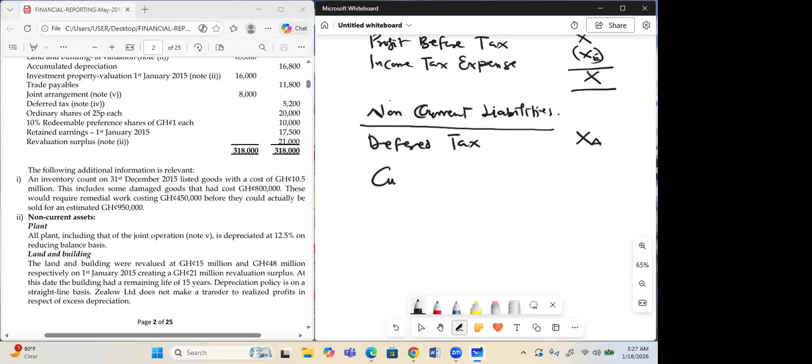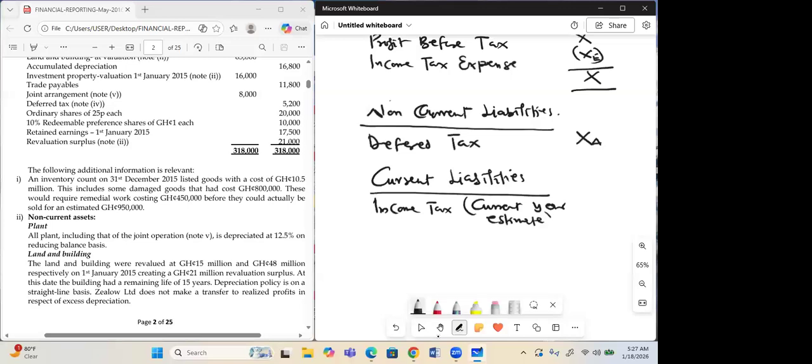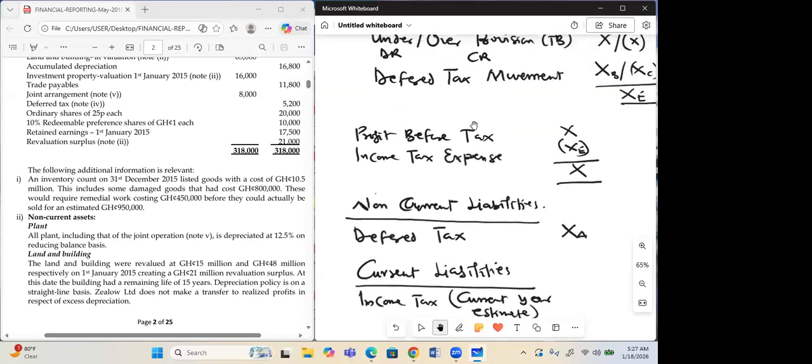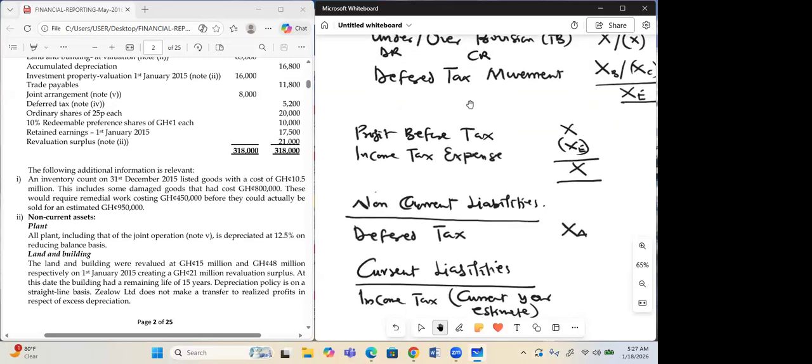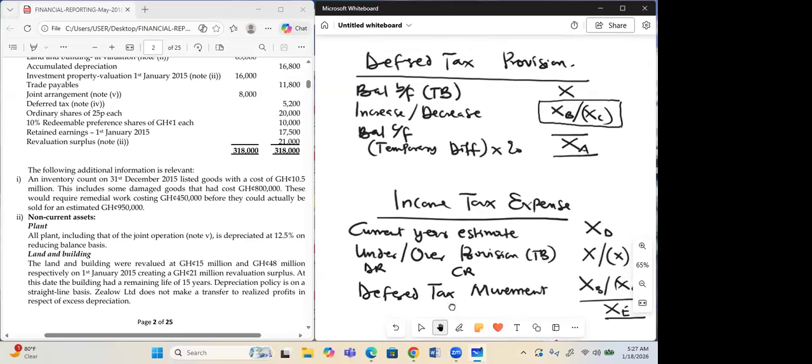Then when you come to current liabilities, under current liabilities, you enter income tax. Now, the income tax you enter under current liability is the current year estimate. So what the directors estimated for the current year, that's what you recognize as a liability. You can see from our illustration here, if I come down, the current year estimate is what?